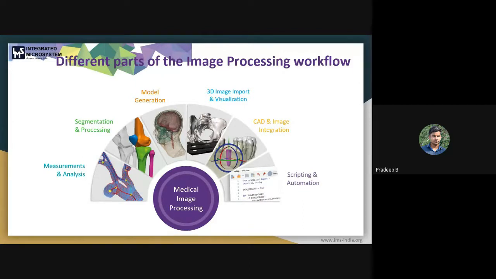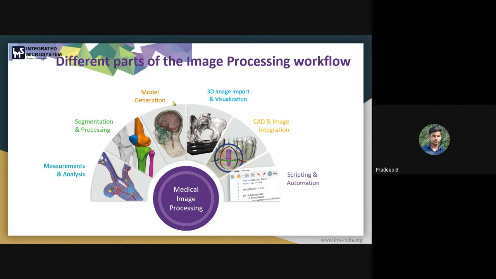Now we will discuss the different parts of the image processing workflow. Our first step, we can say, is the measurements and analysis, then segmentation and processing of our medical data set. Then we can generate and see the model of our requirement.